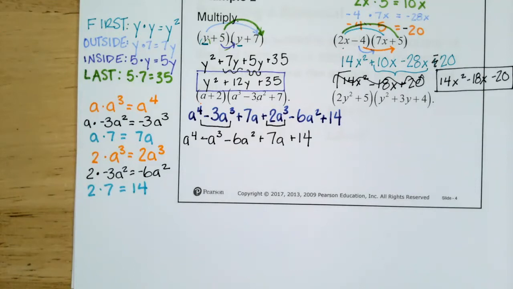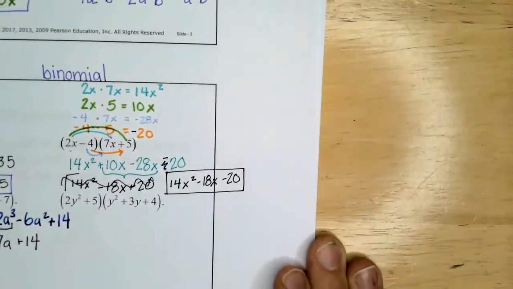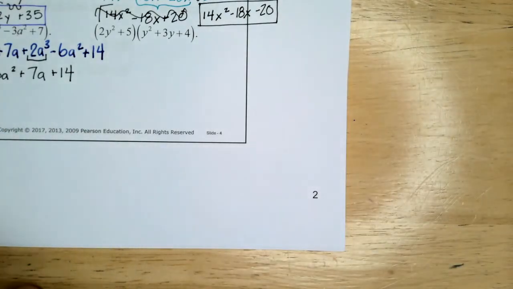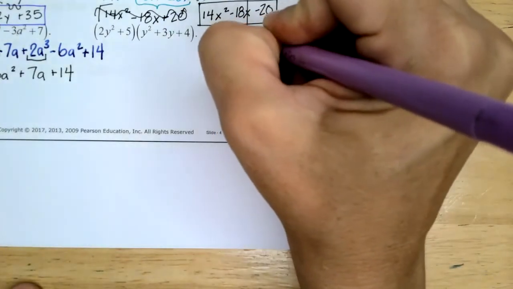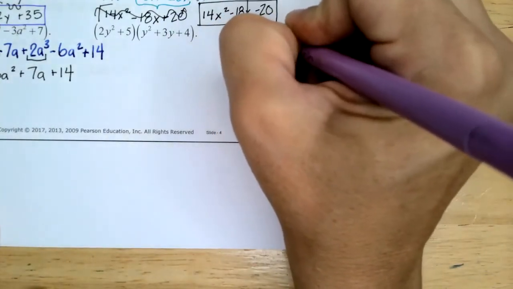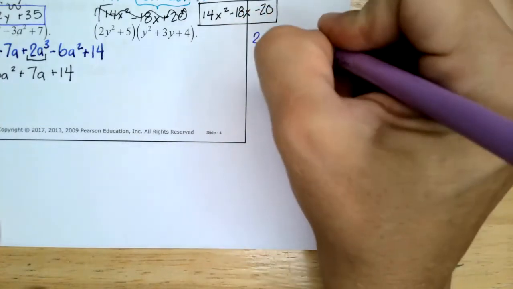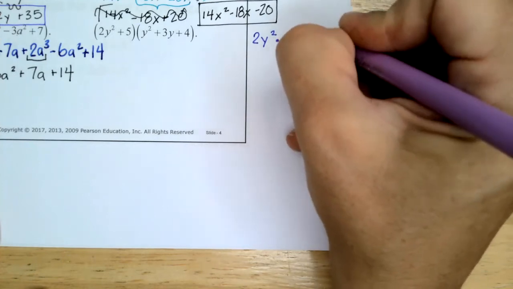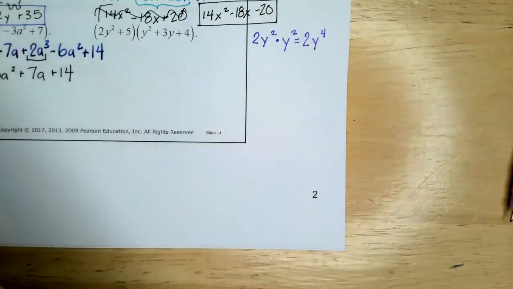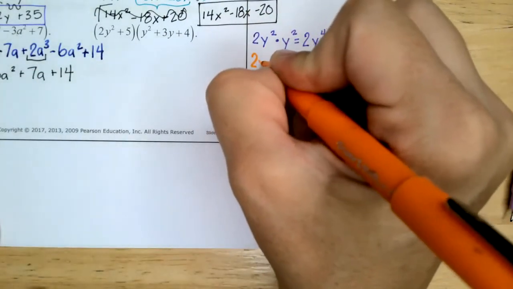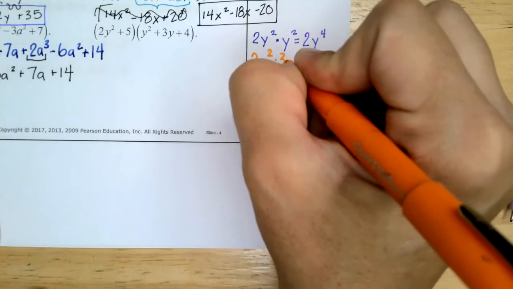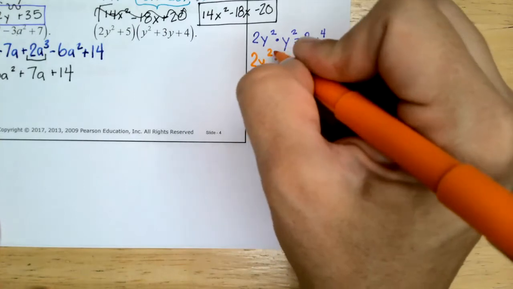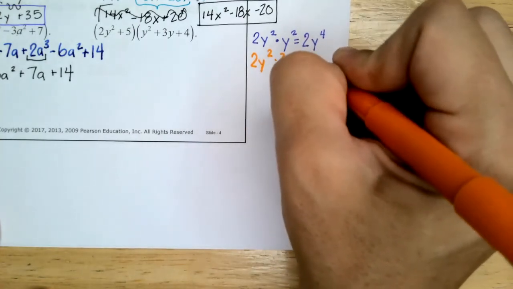All right, and same thing for that last one. So we have 2y squared times y squared. The 2, and then 2 plus 2 is 4, so it would be 2y to the 4. 2y squared times 3y. 2 times 3 is positive 6. Squared plus 1 is y to the third.